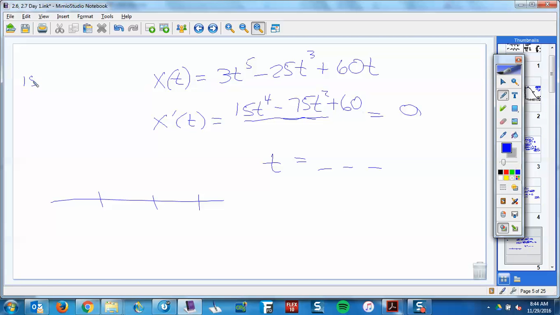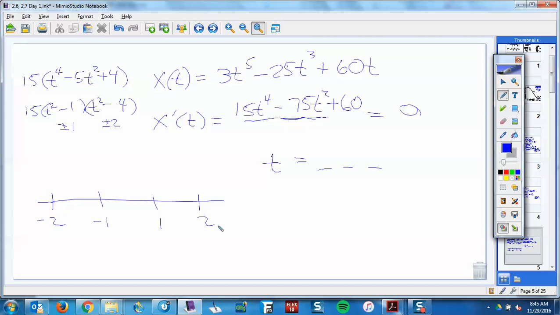Take out a 15. You'd have t to the 4th minus 5t squared plus 4. And now do this. Isn't that t squared and t squared like that? Minus 1, minus 4. Isn't that how that would factor? Maybe that was right. This would be your derivative. Take out a 15, so you get this. Factor that. Now you get answers for these. This would be plus or minus 1. Plus or minus 2, right? So we got negative 2, negative 1, 1, 2.